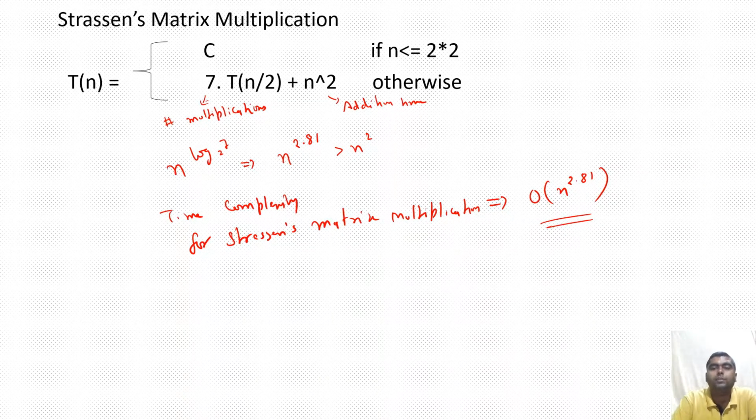So finally, we are at the end of this lecture. We covered two important concepts which come under divide and conquer. The very first one was the divide and selection procedure, and the next one is matrix multiplication, and we also saw Strassen's matrix multiplication.